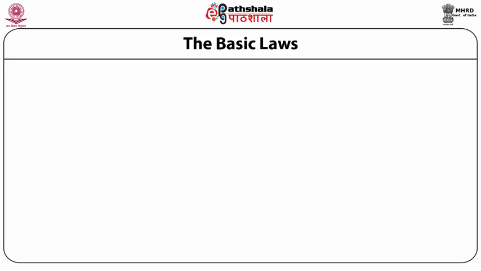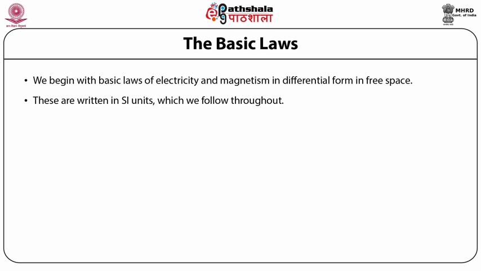So we begin the discussion of electrodynamics by first discussing the basic laws of electricity and magnetism in the differential form, which have been defined in free space. That means that the medium that we are using for discussing these laws of electricity and magnetism is free space, where the velocity of light is c and is equal to 3 × 10⁸ meters per second.